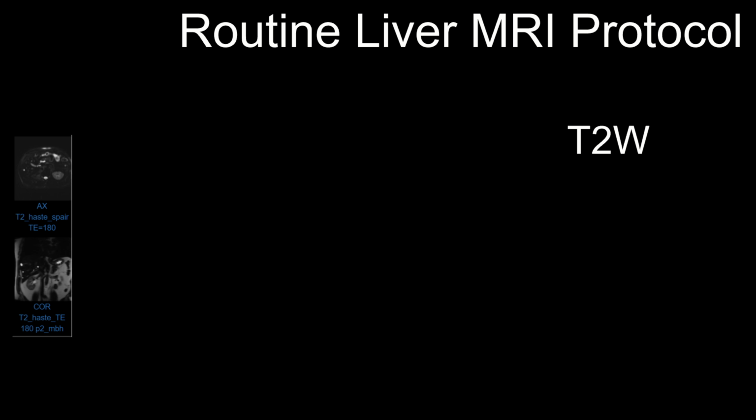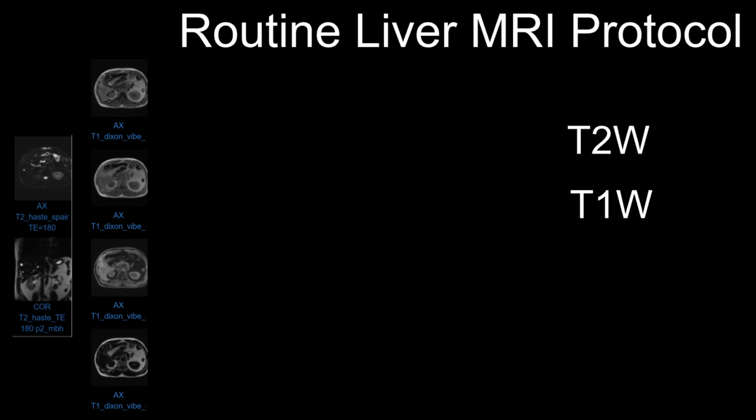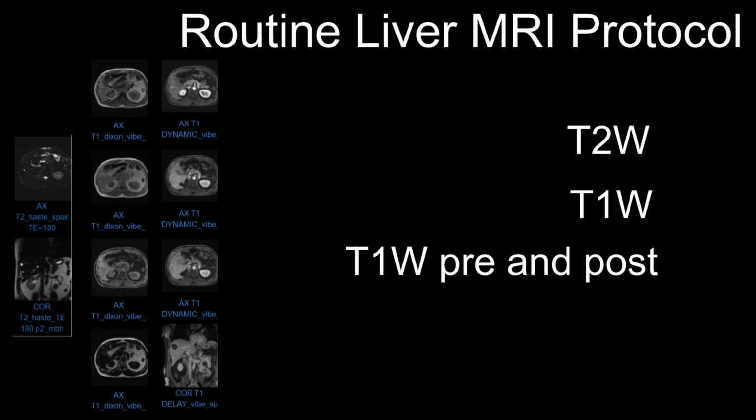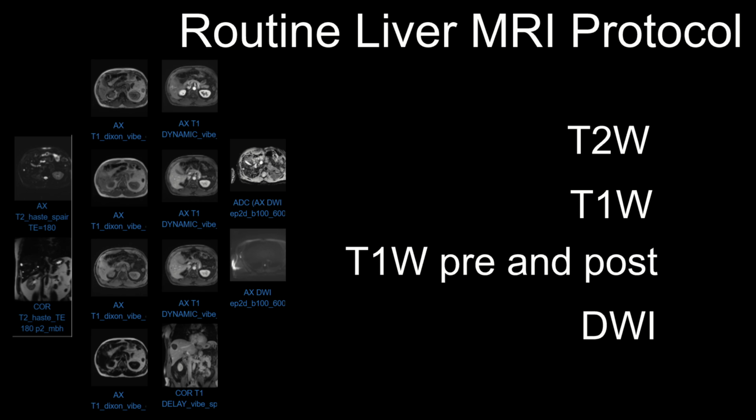Okay, so with all of these sequences, we've covered quite a bit, but the protocol isn't really as complex as it may seem at first. So again, a typical liver MRI routine protocol includes T2 weighted sequences in the axial and coronal plane, plus minus more heavily T2 weighted sequences with very long TEs like MRCP. We have our T1 weighted sequences, including the in and out of phase with calculated fat only and water only images. We have our pre and post gadolinium T1 weighted images done with fat suppression, and then we have our diffusion weighted images.